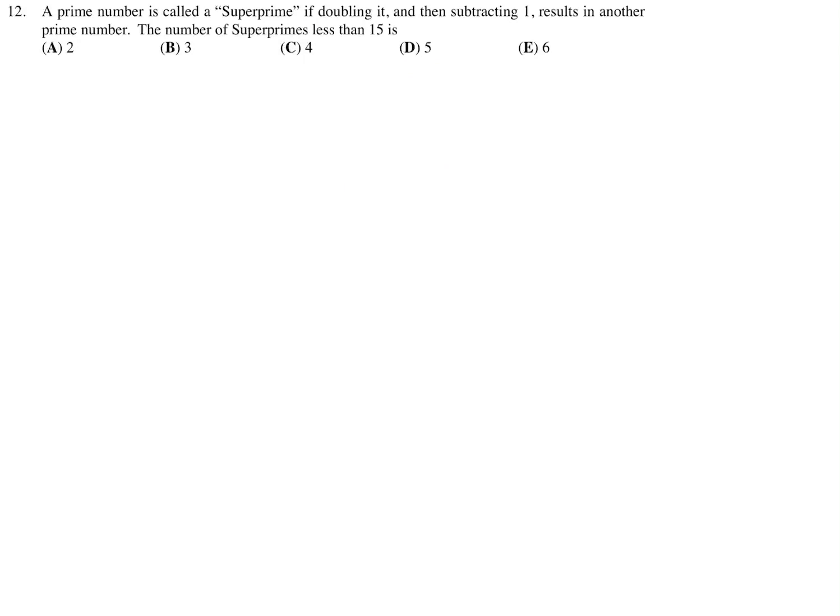A prime number is called superprime if doubling it and then subtracting 1 results in another prime number. The number of superprimes less than 15 is. So let's write out all the integers from 1 all the way up to 14, because it has to be less than 15. So we've got 1, 2, 3, 4, all the way up till 14, right? So first let's circle the prime numbers, and then we'll worry about superprime.